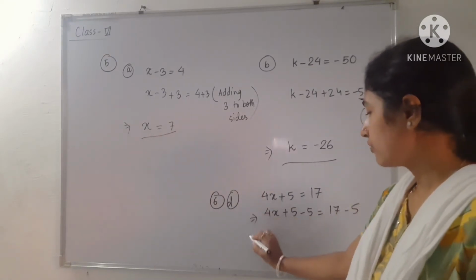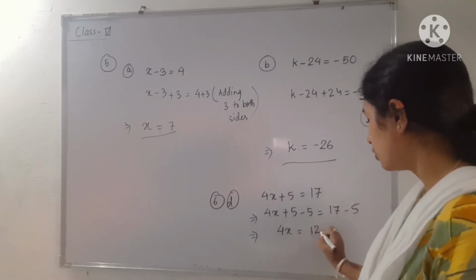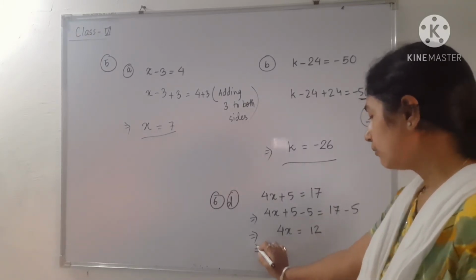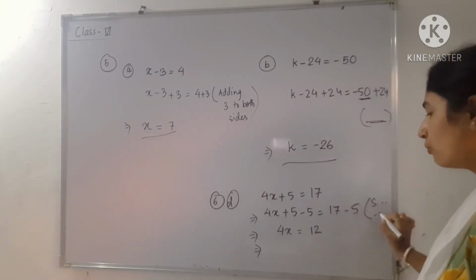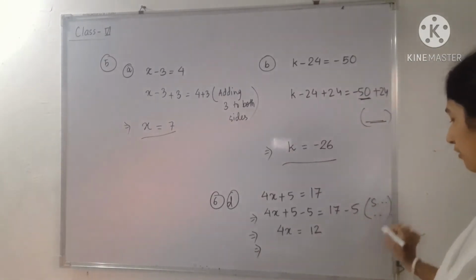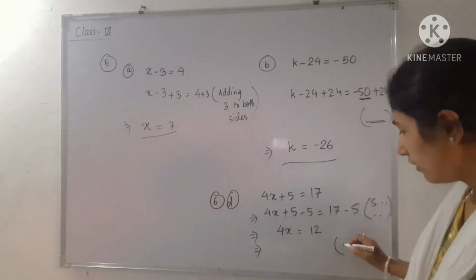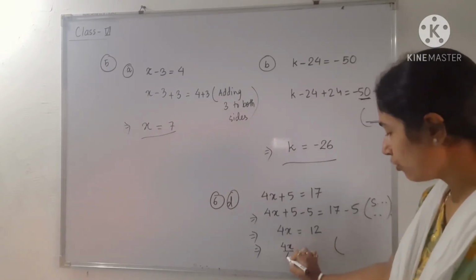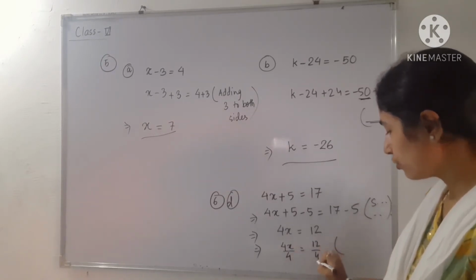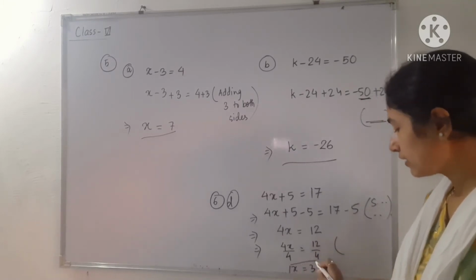Okay, so 5 minus 5 will become 0. So this will be 4x. 17 minus 5 will become 12. So now you have to write here subtracting 5 from both sides. Next you have to write dividing both sides by 4. So you will get 4x by 4, and this will be 12 by 4. So this will become x, and this will become 3. Okay, so the value of x is 3.